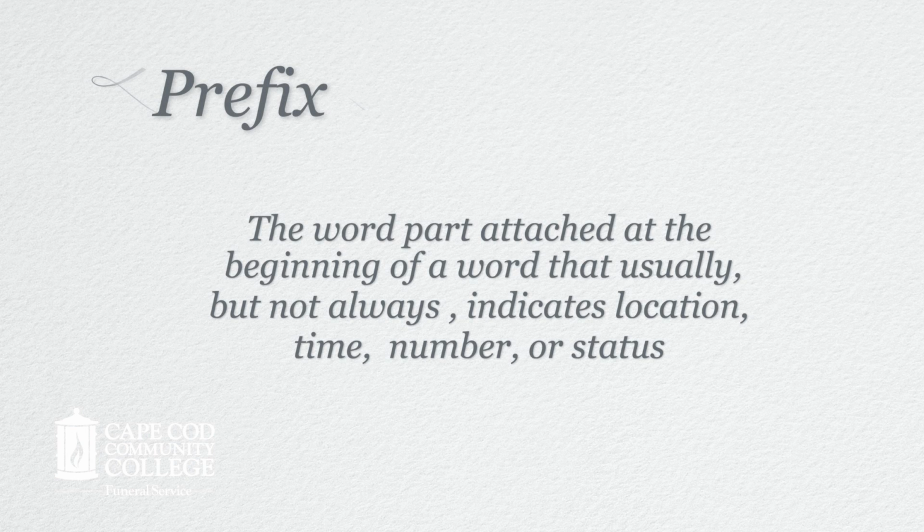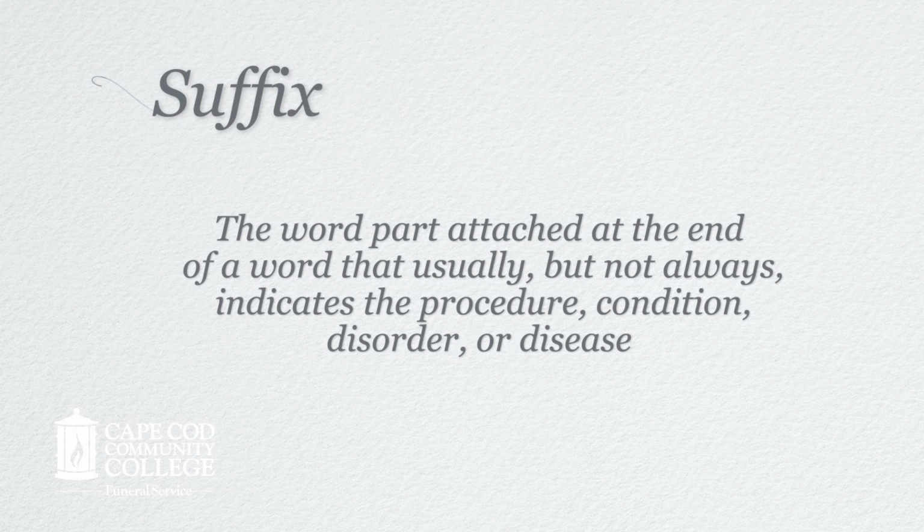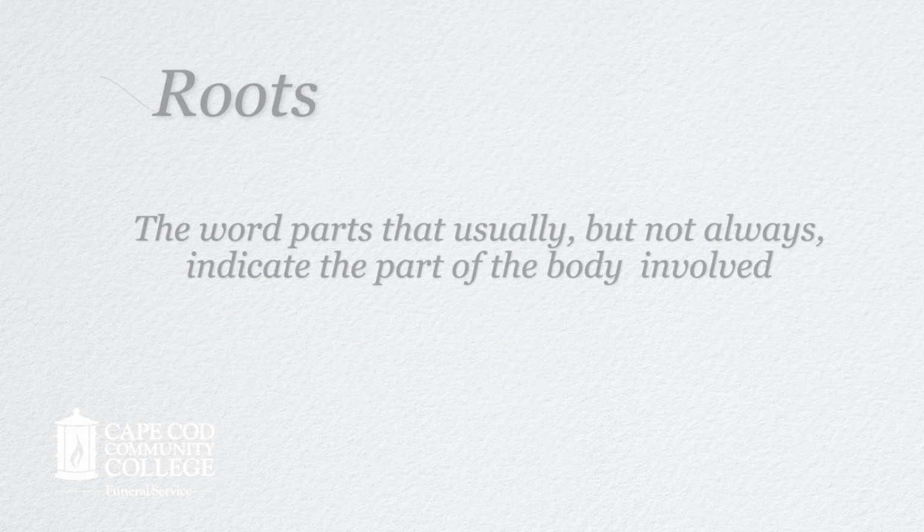A prefix is the word part attached at the beginning of a word that usually, but not always, indicates location, time, number, or status. A suffix is the word part attached at the end of a word that usually, but not always, indicates the procedure, condition, disorder, or disease. Word roots are the word parts that usually, but not always, indicate the part of the body involved.